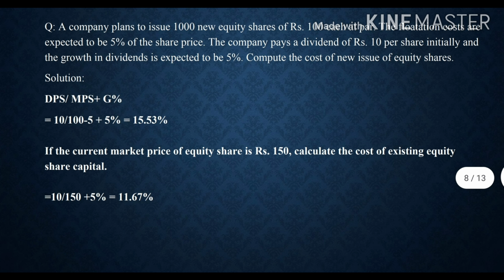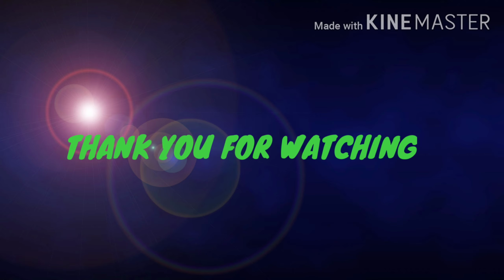There is one more question. If the current market price of equity share is rupees 150, calculate the cost of existing equity share capital. So the equation is the same, DPS by MPS plus growth rate. So dividend is the same here. So 10 rupees divided by market price per share, how much? 150. So 10 divided by 150 plus growth rate, that is 5%. So you will get 11.67%.